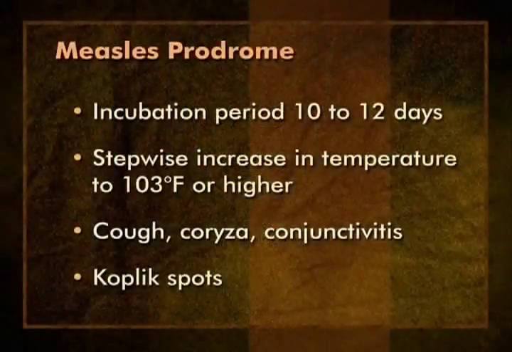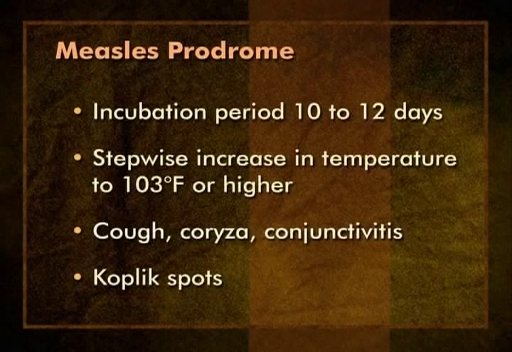The clinical features of measles are fairly distinct, at least after the rash appears. Unfortunately, most of the transmission of measles takes place before the rash appears. After an incubation period of 10 to 12 days, there's a stepwise increase in temperature to 103 degrees Fahrenheit or higher. What usually follows is the classic triad of cough, coryza or runny nose, and conjunctivitis or pink eyes.